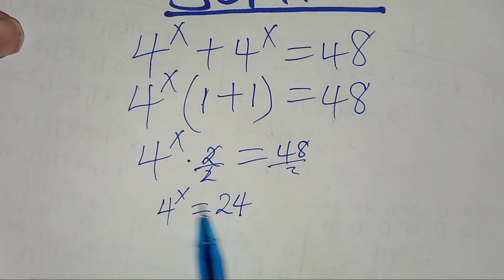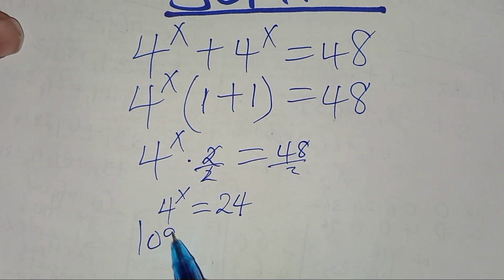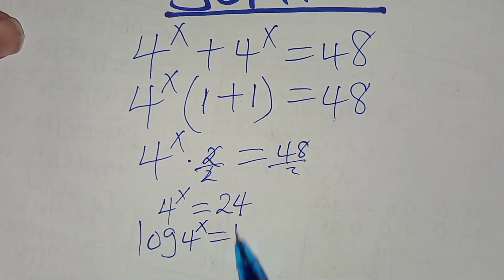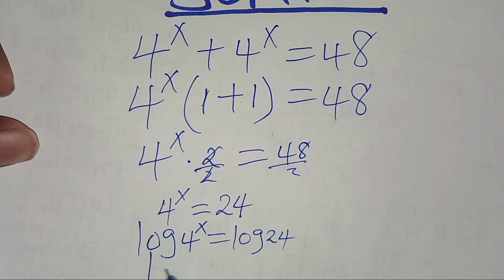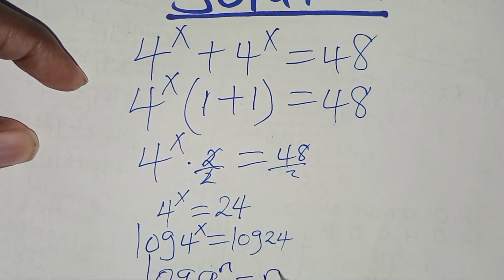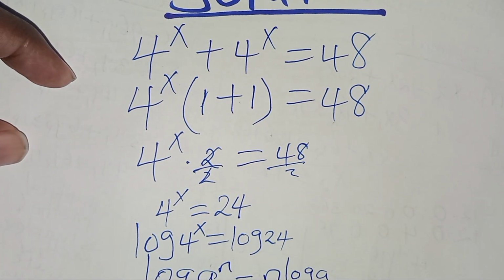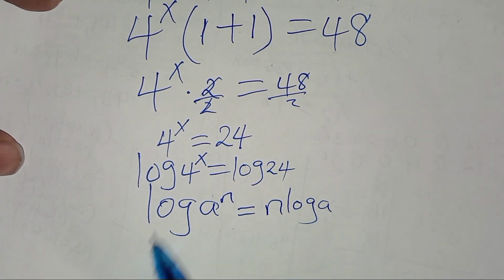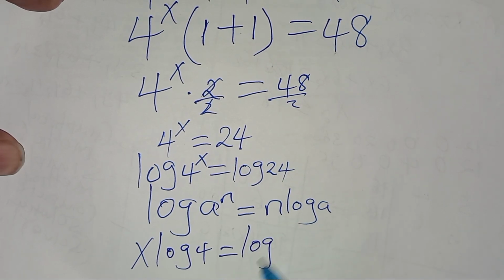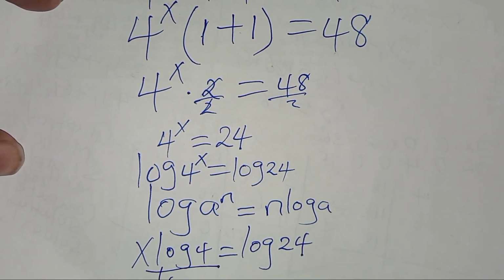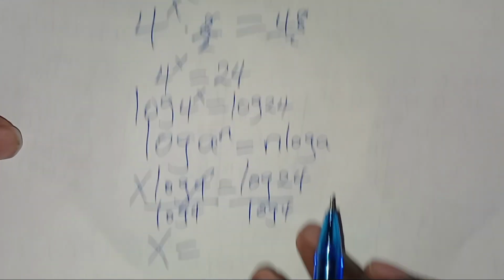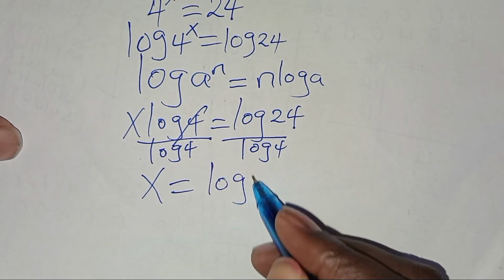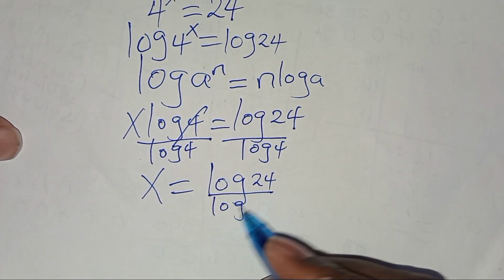Now, for the value of x, we introduce natural logarithm on both sides. This will be log 4 to power x equal to log 24. So log 4 to power x is in the form of log a to power n, which you can express as n log a. Now applying this power rule property, log 4 to power x becomes x log 4, equal to log 24. So we divide both sides by log 4, so that x is equal to log 24 divided by log 4.